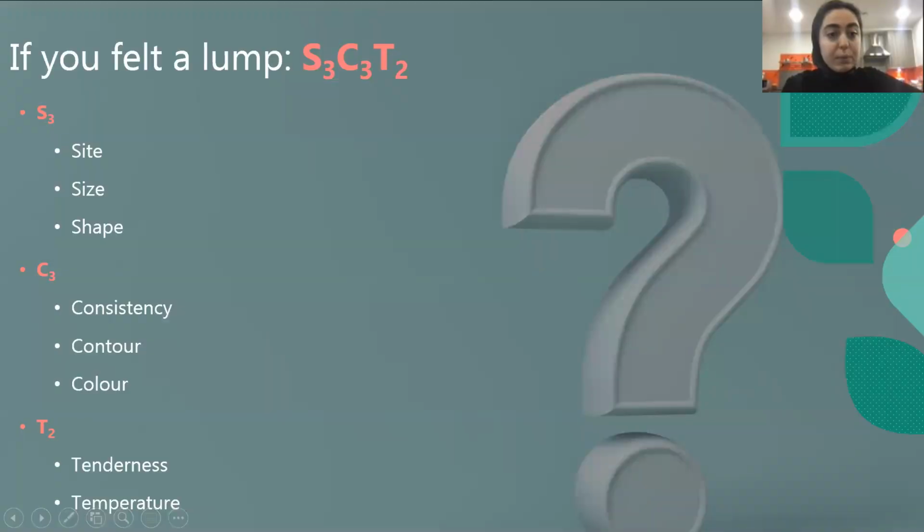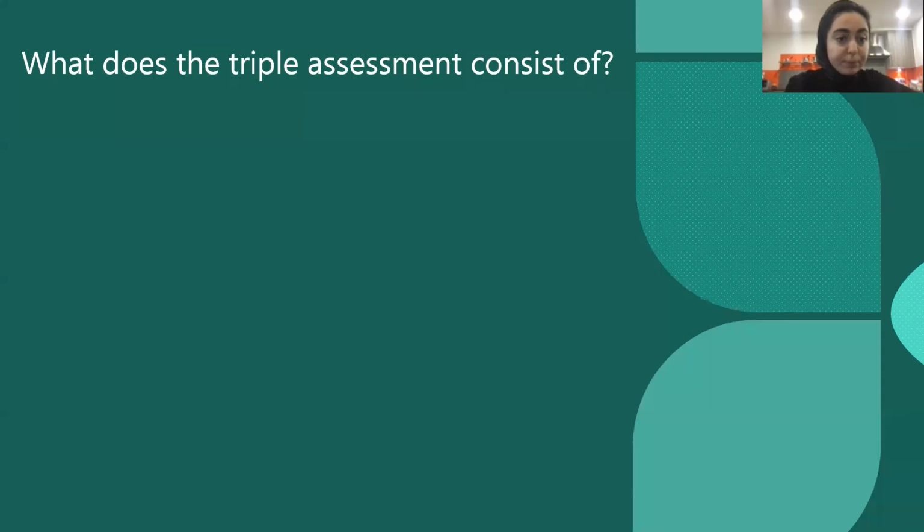So we're just going to go to some questions now and then come back to describing a lump. So what does the triple assessment consist of? Again, feel free to just unmute yourself or drop your answer into the chat box.